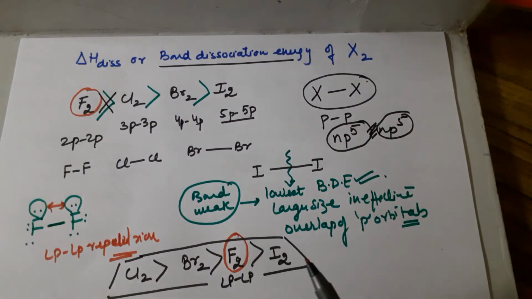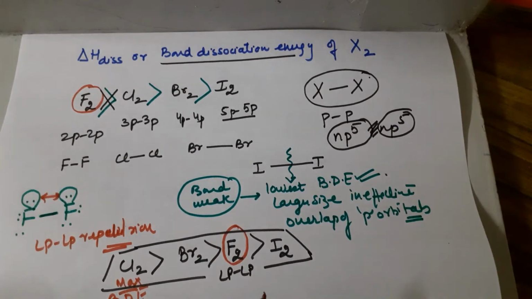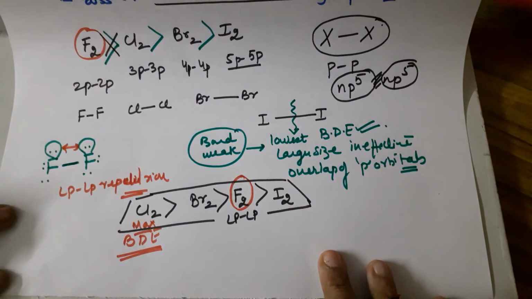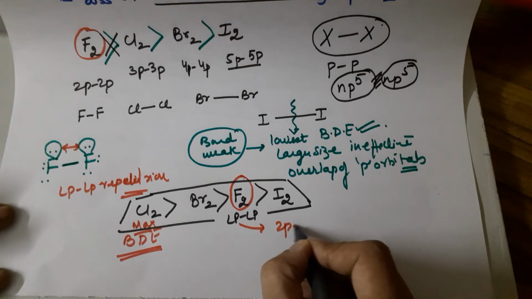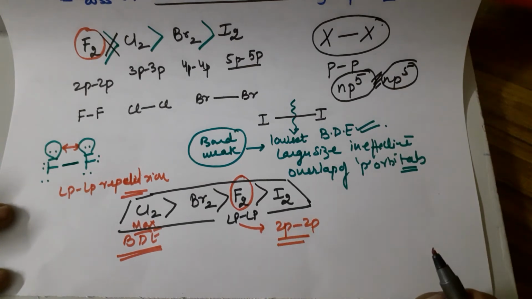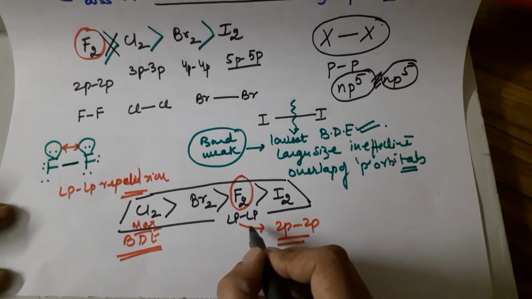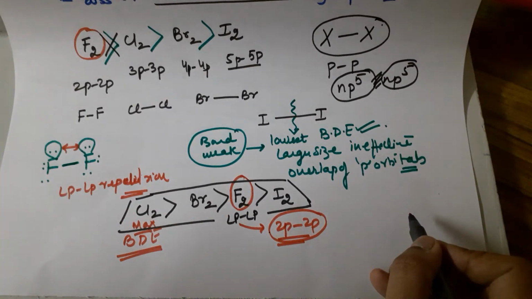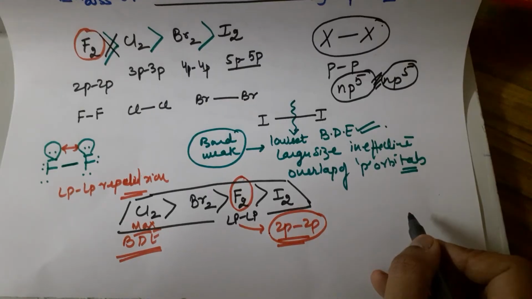So the bond dissociation energy is maximum for chlorine and not for fluorine, is the important exception that you should know of, which is despite your 2p overlap, which should be strong, but due to the lone pair repulsion, this bond becomes weaker. So the bond dissociation energy is lower.